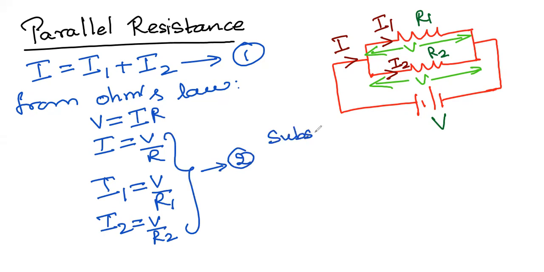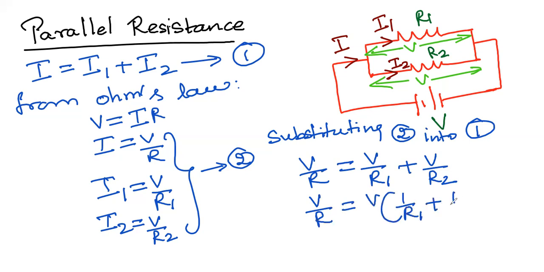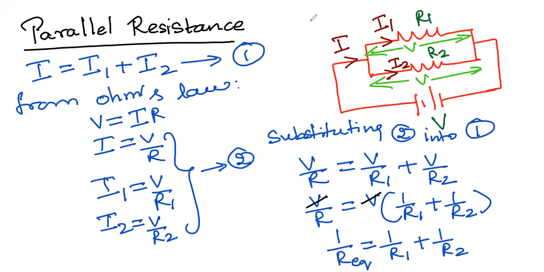So substituting 2 into 1, we get V over R is equal to V over R1 plus V over R2. If you take V common, we get 1 over R1 plus 1 over R2. V and V get cancelled. Hence, we have 1 over R equal to 1 over R1 plus 1 over R2. So this will be 1 over R equivalent. This is the expression for parallel resistors.